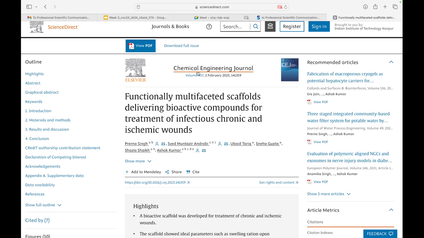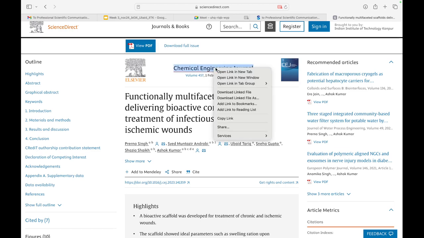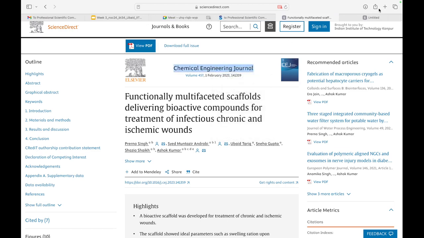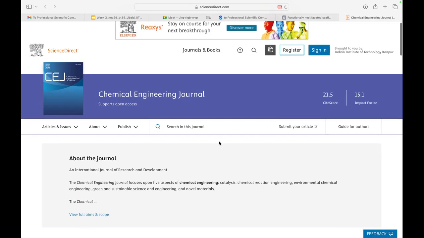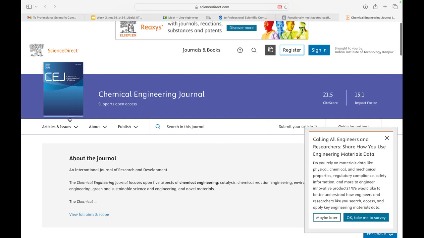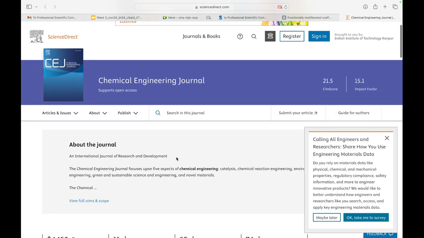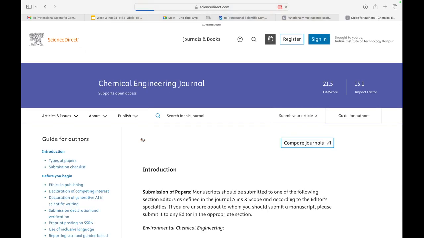For example, if we go into the Chemical Engineering Journal, the impact factor is 15. All these things are written there. If we click on publish, there are different options: submit your article, author guidelines. So, the guide for authors.